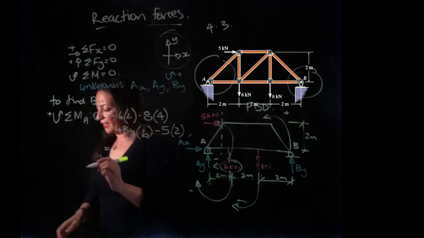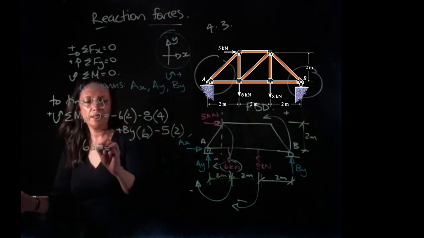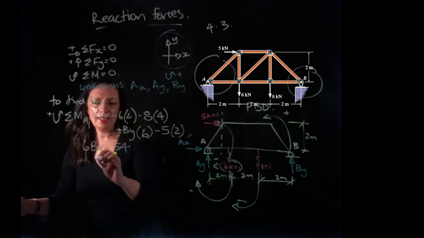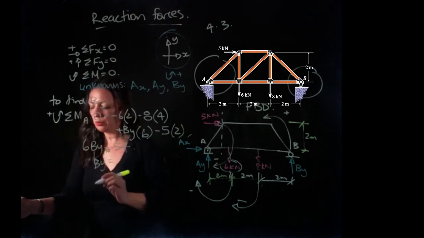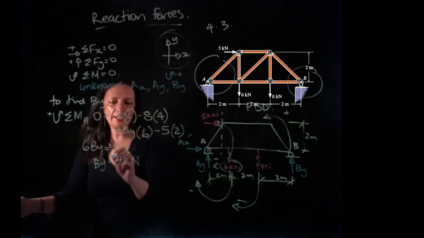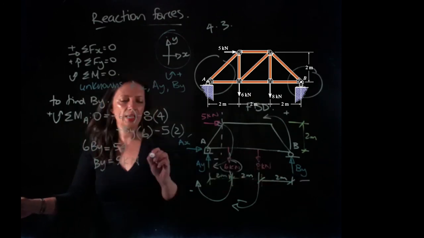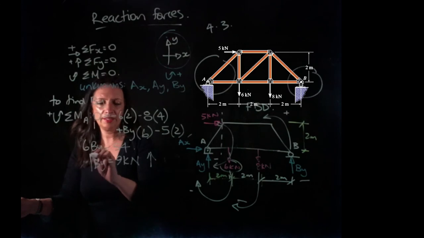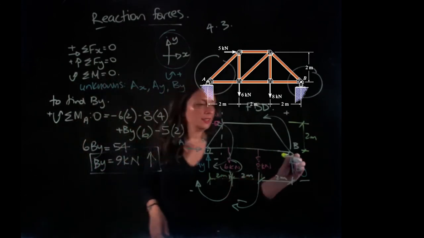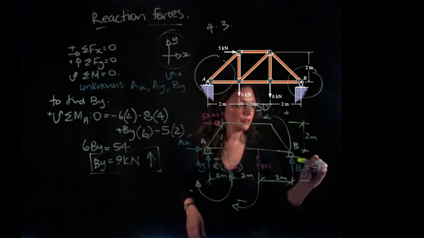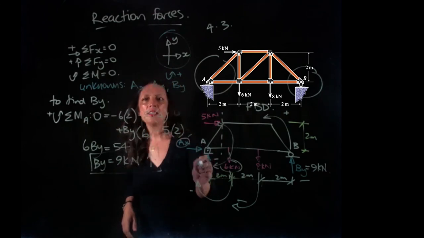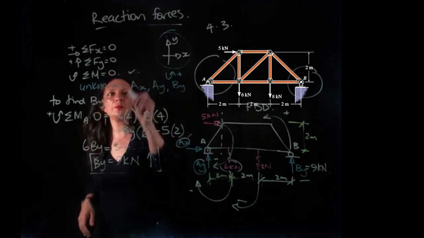So if I estimate that, I'll have 6 BY is going to equal 54. And BY is going to equal 9 kilonewtons. And our answer is positive, so therefore this is correct, and our force is going up. So there we found BY. So now that we've got BY, and that equals 9 kilonewtons, now we can find AX and AY. So now we've got 2 equations left. We've just used that equation.